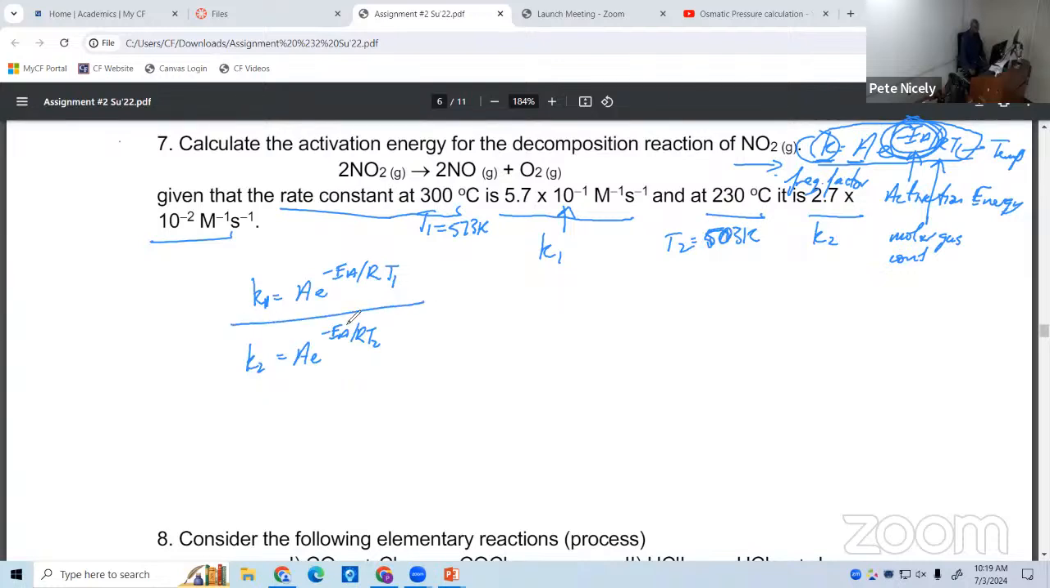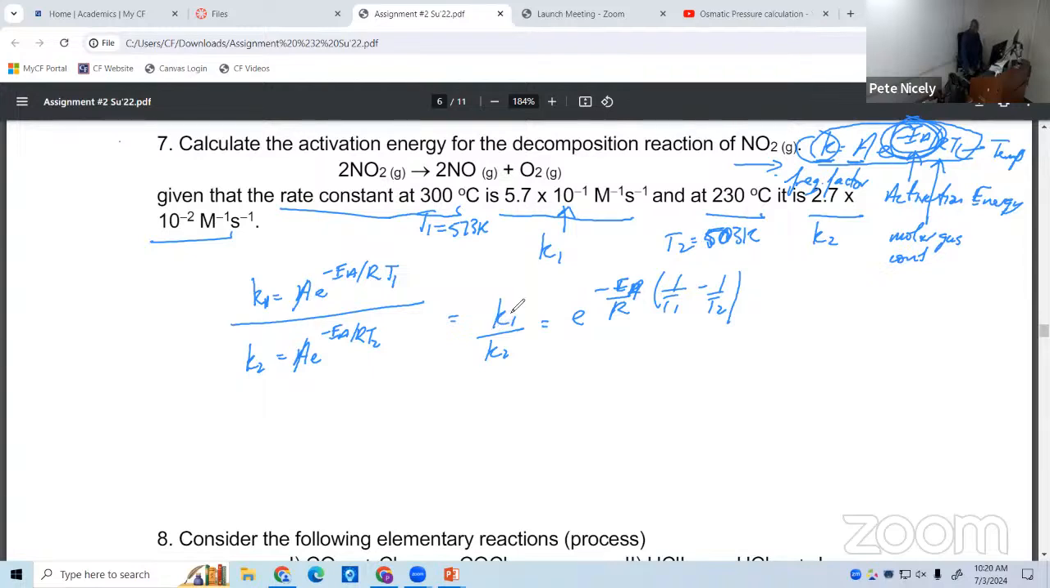What I'm going to do is divide one by the other. The A's will cancel out. So you're going to end up with K1 divided by K2 equal to e to the EA over R times 1 over T1 minus 1 over T2. So this is just another way of expressing the relationship between the rate constant and temperature.